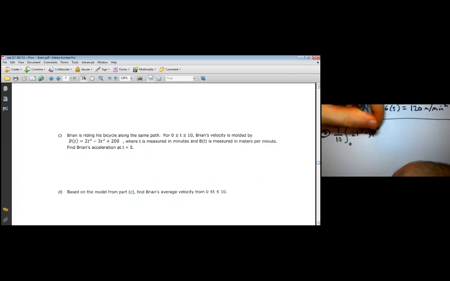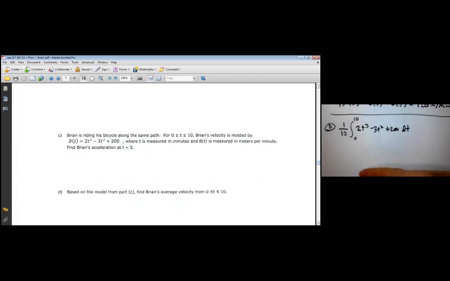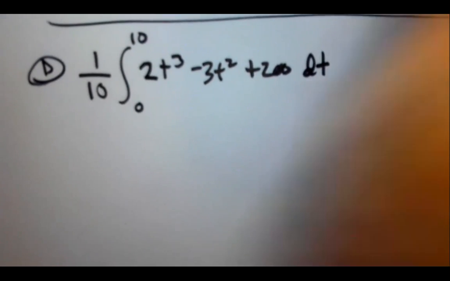So that's 3t squared plus 200 dt. All right, so we've got the setup. Now you just have to go do that math problem. So I'm going to turn the screen off, share so we can see better. Okay, so now we just need to integrate this.